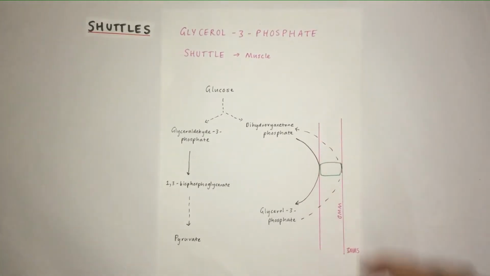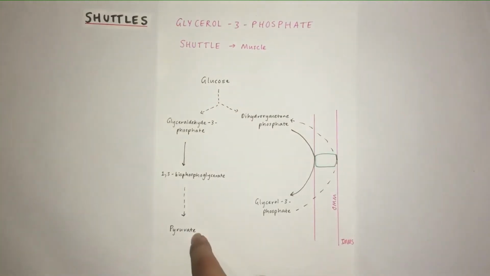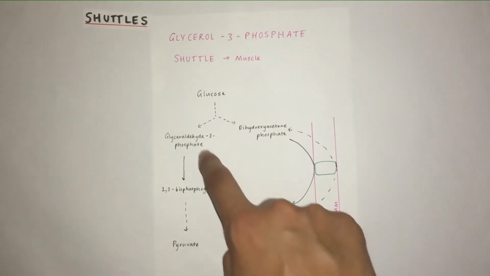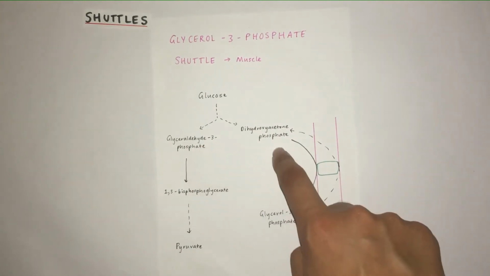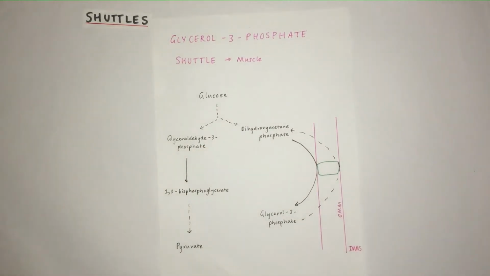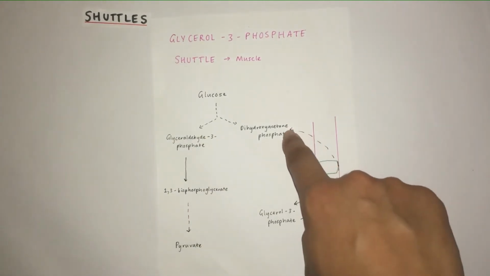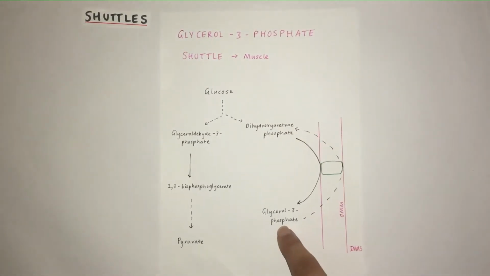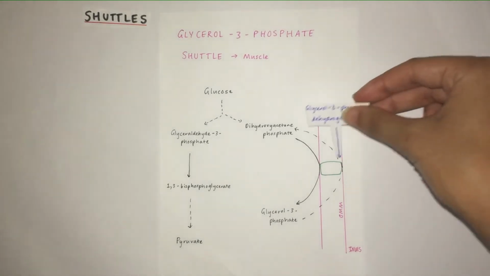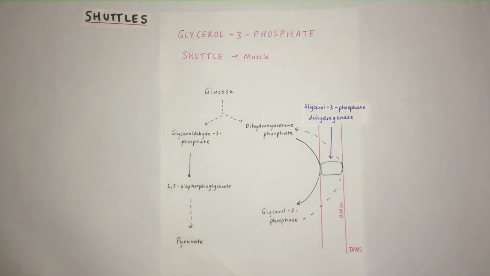So in the muscle, we have the Glycerol-3-Phosphate shuttle. We've got glucose going through glycolysis to produce pyruvate. And we've got this step here where two isomers are being produced, glyceraldehyde-3-phosphate and dihydroxyacetone phosphate. Glyceraldehyde-3-phosphate will continue through, but dihydroxyacetone phosphate can be converted to glycerol-3-phosphate, hence the name of the shuttle, the Glycerol-3-Phosphate shuttle. And the enzyme that catalyzes this reaction is glycerol-3-phosphate dehydrogenase.